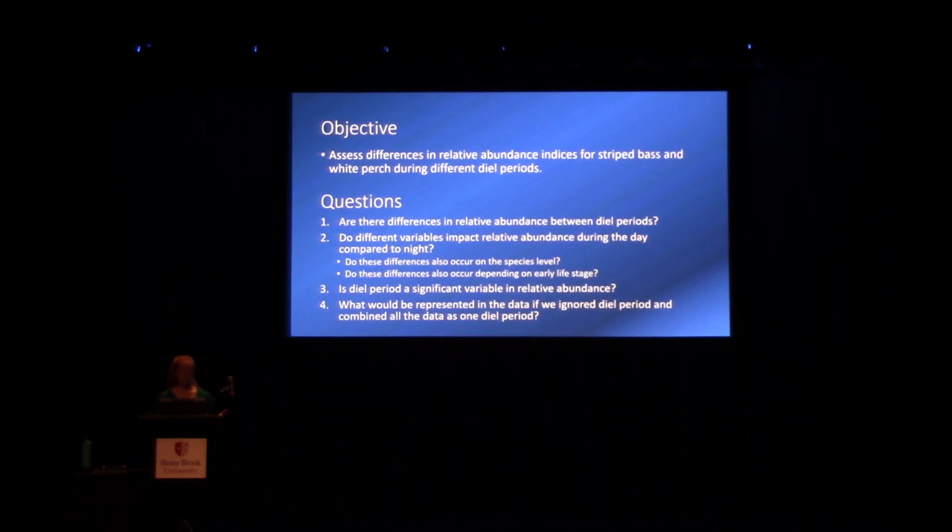The overall objective I am aiming to address is to assess the differences in relative abundance indices for striped bass and white perch, data collected during the day versus at night. There are 4 questions I was aiming to answer. The first is, are there differences in relative abundance between the different diel periods? Then, do different variables impact the relative abundance represented in the data collected during the day compared to at night? Is diel period a significant variable in predicting relative abundance? And what would be represented in the data if we completely took out diel period, combined all the data, and treated it like it wasn't a factor?